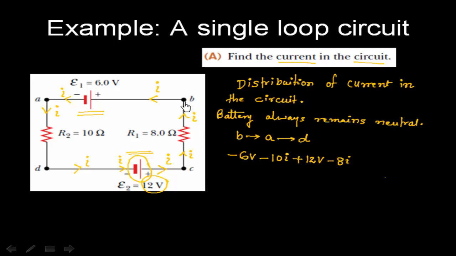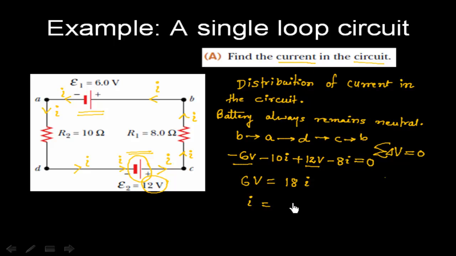Now we have reached point B, so we have covered D to C and finally I am coming to B. So what is the Kirchhoff law? Kirchhoff law says the sum of the potential changes in a loop is 0. So this is equal to 0. From here we can solve. So 6 volt is equal to 10 plus 8, that is 18I. So from here I can write I is equal to 6 by 18, that is 1 by 3 ampere. So the current through this loop is basically 1 by 3 ampere.